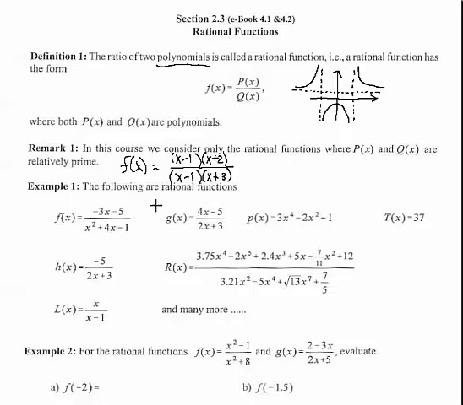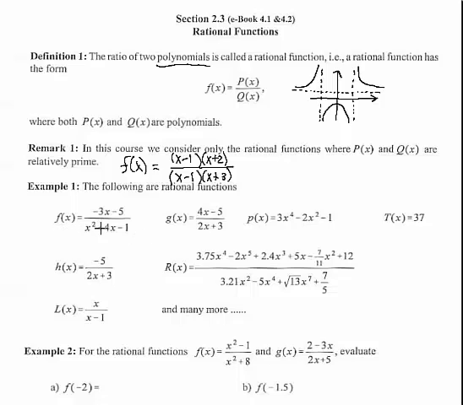And as always, example 1, first example of the section, we just want to start out by identifying what's a rational function and what's not. Well, we're simply carrying forward what we learned in section 2.2. We want to look at the numerator and the denominator. If both of them are considered polynomials, then we're good to go.